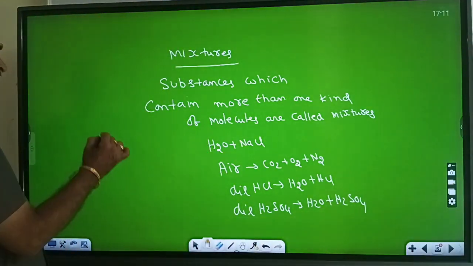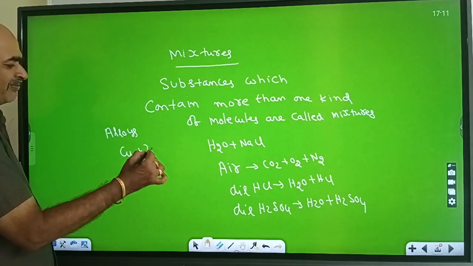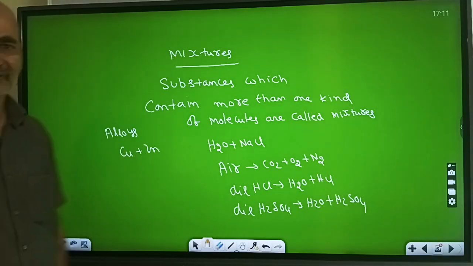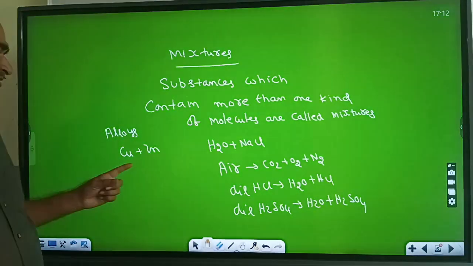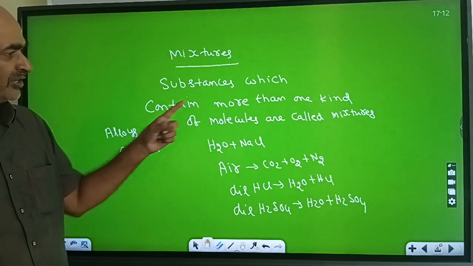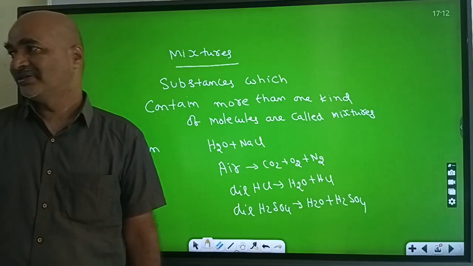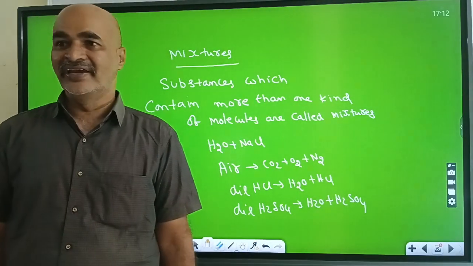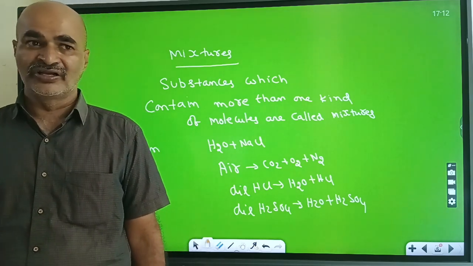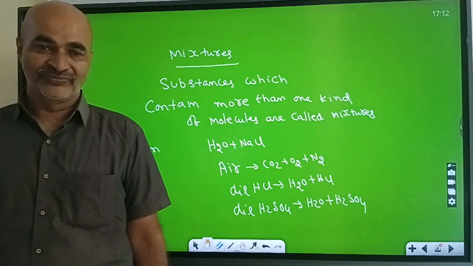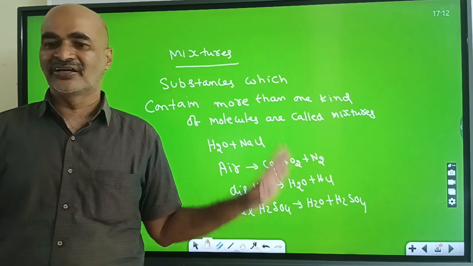Okay, and alloys. Alloys contain a mixture of metals, copper plus zinc. This is called brass. This is an alloy. So substances which contain more than one kind of molecules are called mixtures. The best example is air. Air is a mixture. Air consists of many different molecules: oxygen, nitrogen, carbon monoxide, carbon dioxide, inert gases, ammonia, HCl vapors, hydrogen sulfide gas. So these are called mixtures.